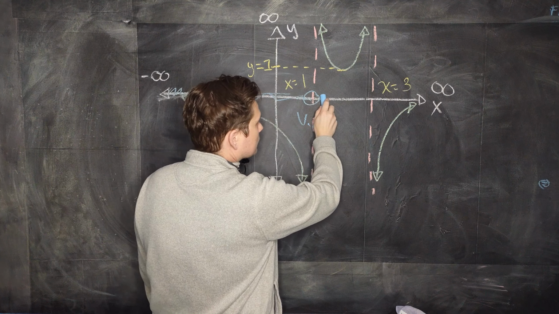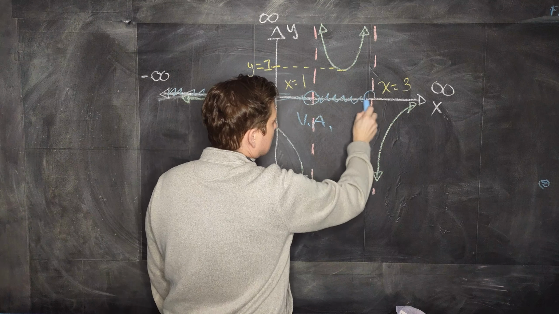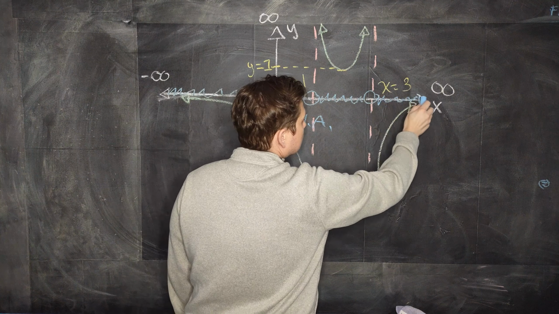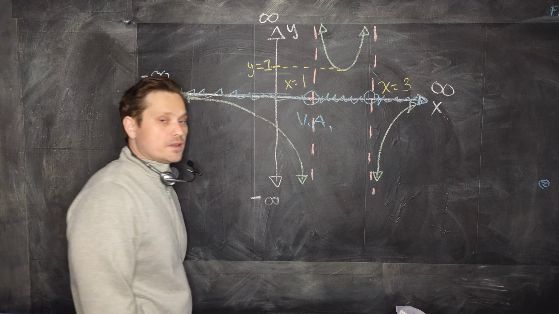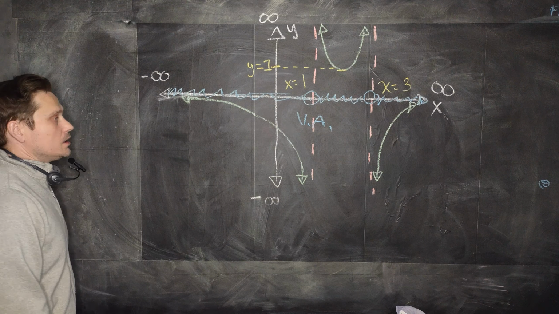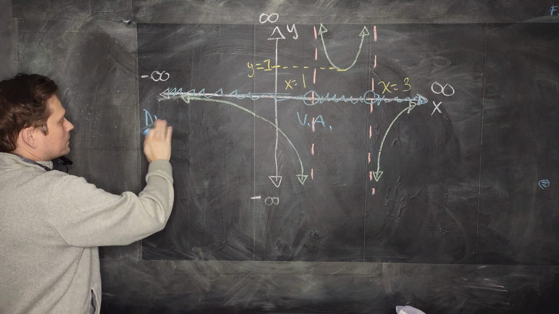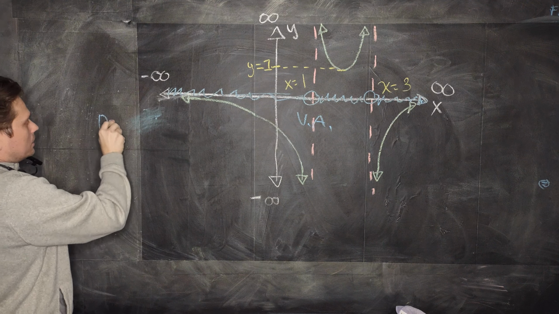Then you have to go from here over to here. Again, here there's a hole, and then you're going to skip over it and go forever towards positive infinity. So let's write the domain in interval notation. The domain in interval notation looks like the following. We just need a lot of room. I'll write it over here.